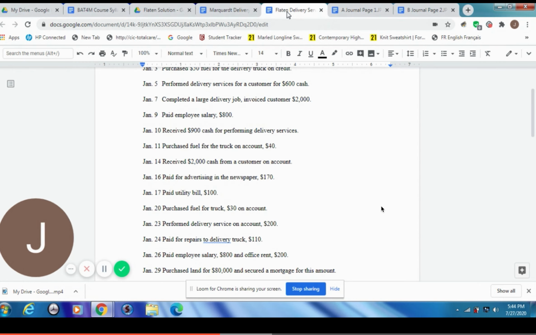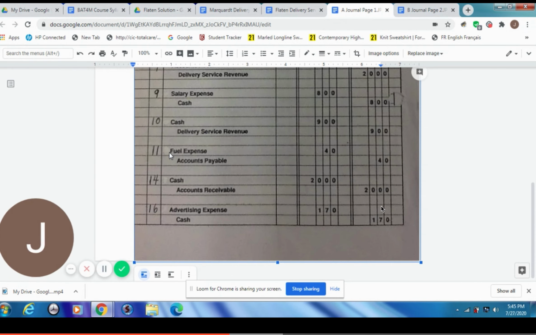next transaction. Okay, so the next transaction is on the 11th, and here we are purchasing fuel once again for our truck. We're purchasing fuel for the truck on account, $40. Okay, so let's go to our journal, and on the 11th, we'll put the date in. It's going to be another debit to fuel expense for $40, and we will have a credit to accounts payable for $40 as well. Okay, leave a blank line, and we will go back and look at the next transaction.